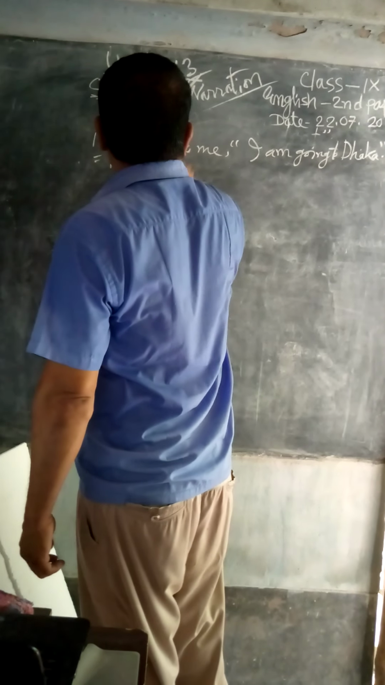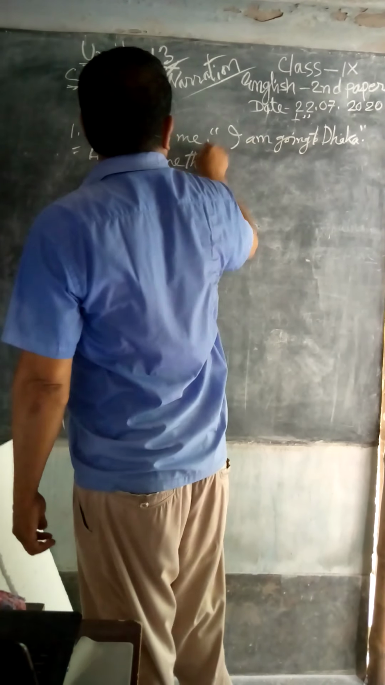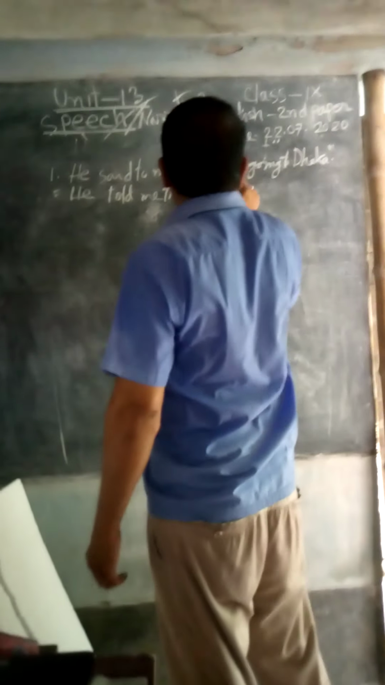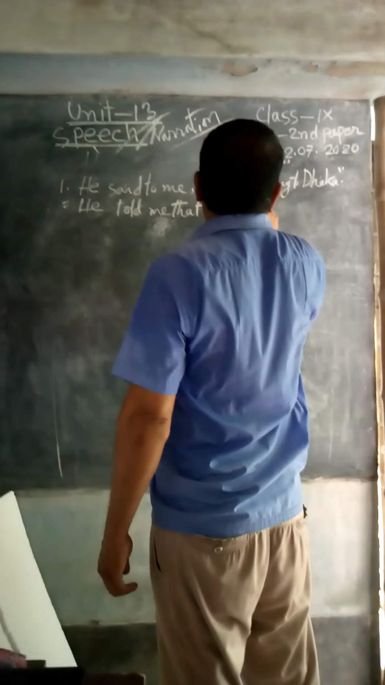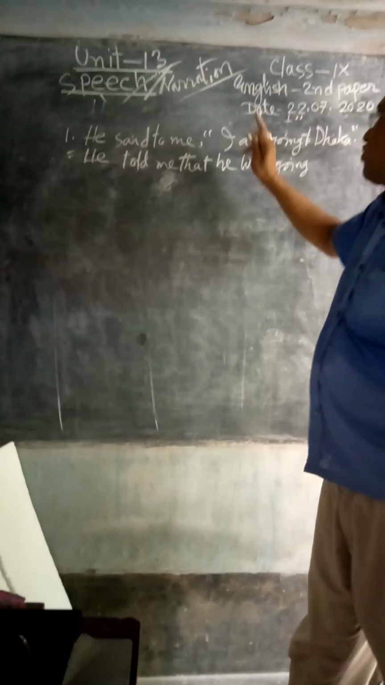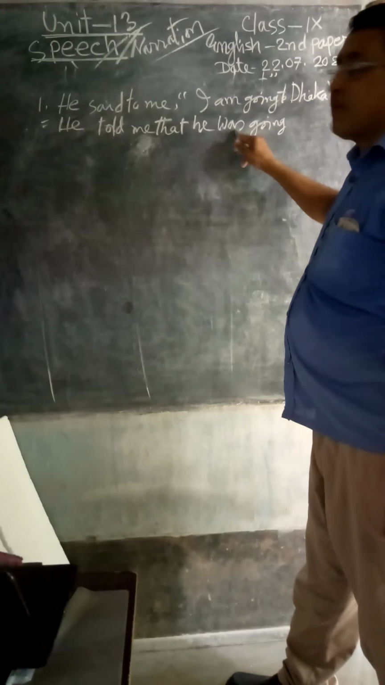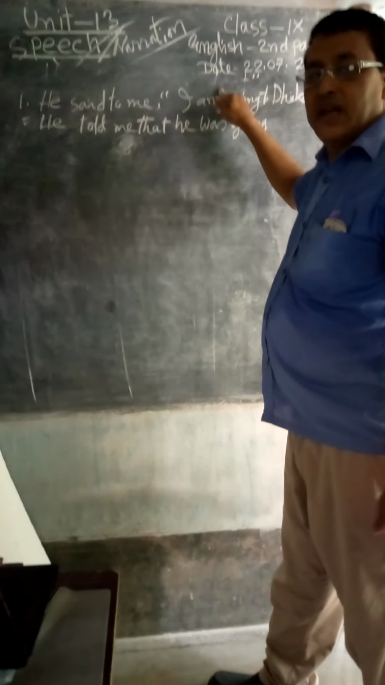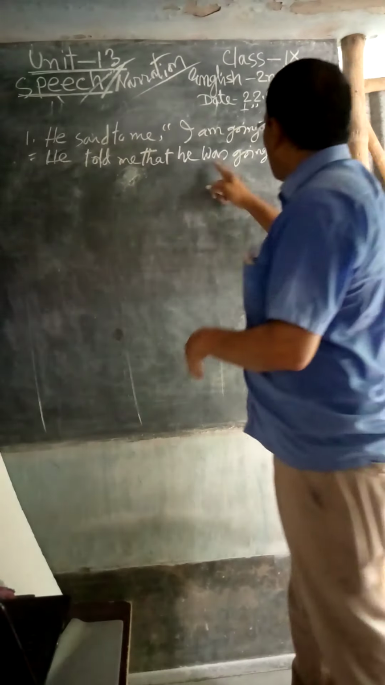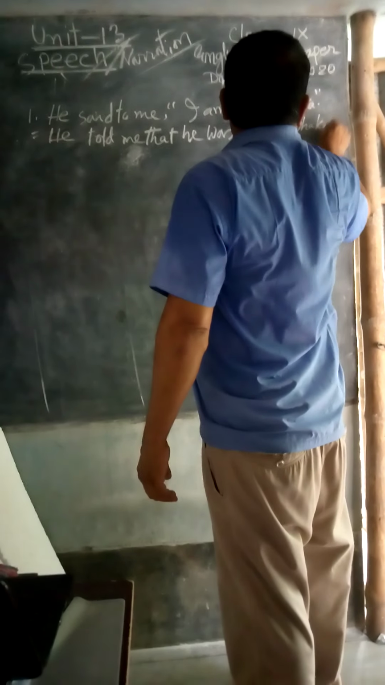He told me that he was going to Dhaka. I changes to he, and "am" becomes "was going." This is present continuous, so it will be changed to past continuous: was going to Dhaka.